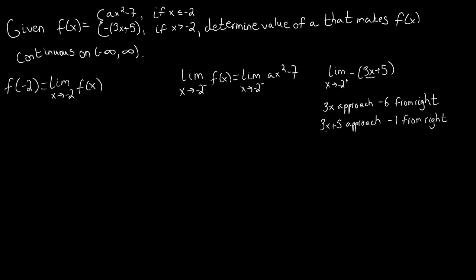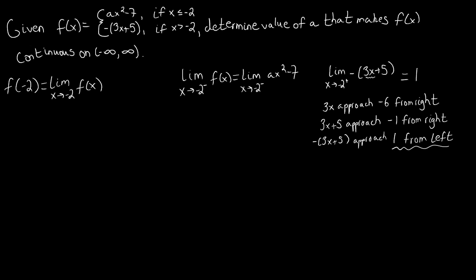So we see that this sum alone approaches -1, but since we have this negative being multiplied to this part of the function, we know that negative 3x plus 5 will now approach 1 instead of -1, and it'll approach 1 from the left, more specifically. So the limit as x approaches -2 from the right, we get 1. So the right-sided limit is 1.